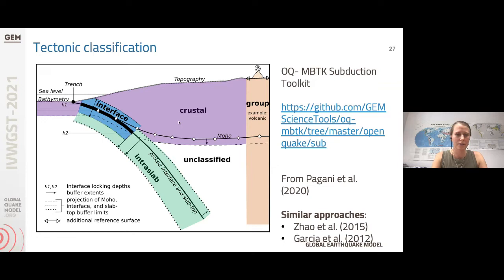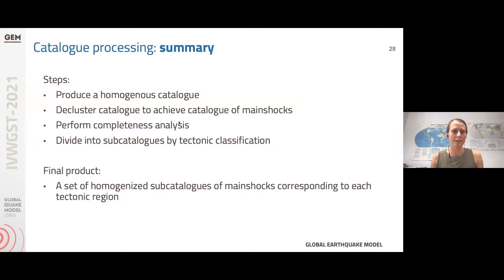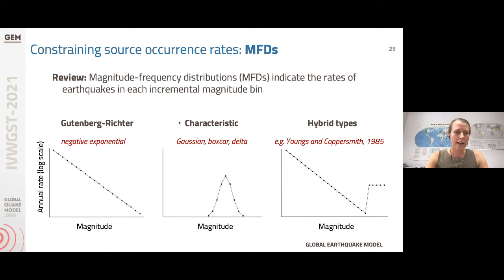So to summarize the catalog processing steps, we've produced a homogeneous catalog, declustered it to isolate only the main shocks. We've performed completeness analysis and divided the subcatalogs into tectonic categories. And the final product is a homogenized set of subcatalogs of main shocks for each tectonic region. So next we'll look at how we constrain source occurrence rates.